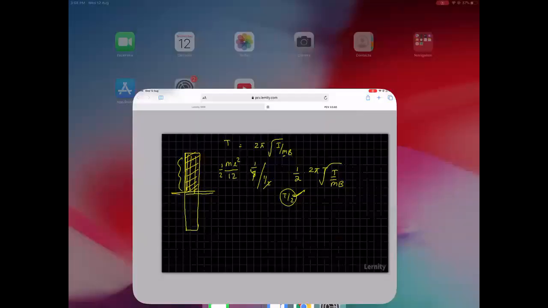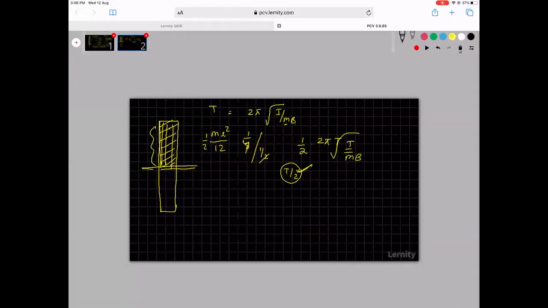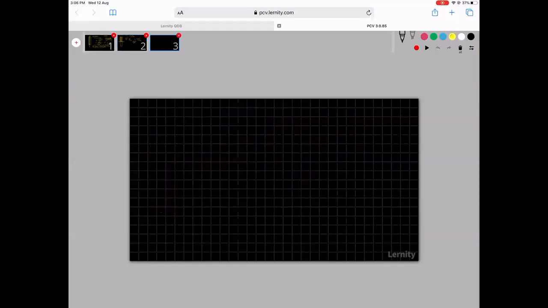So if this is understood, then I will go to the next question. The next question that I have is, I take a magnet this way and I take a magnet this way, and now I suspend it, and now I turn it by a small angle and release it. Now what is the time period for oscillations?